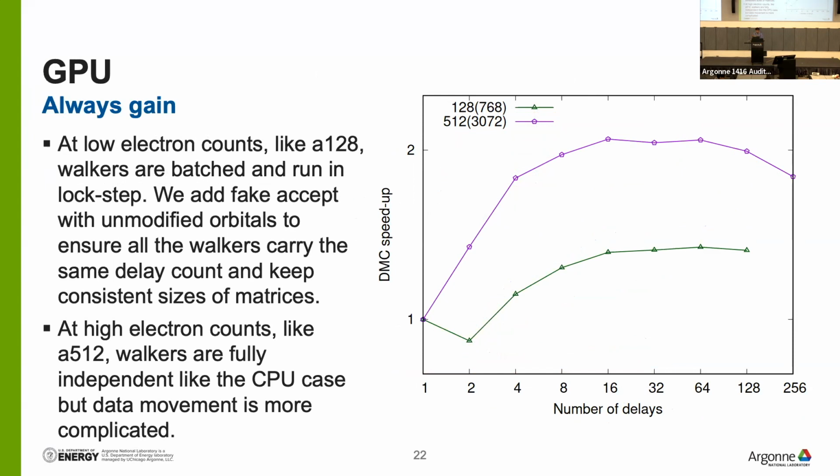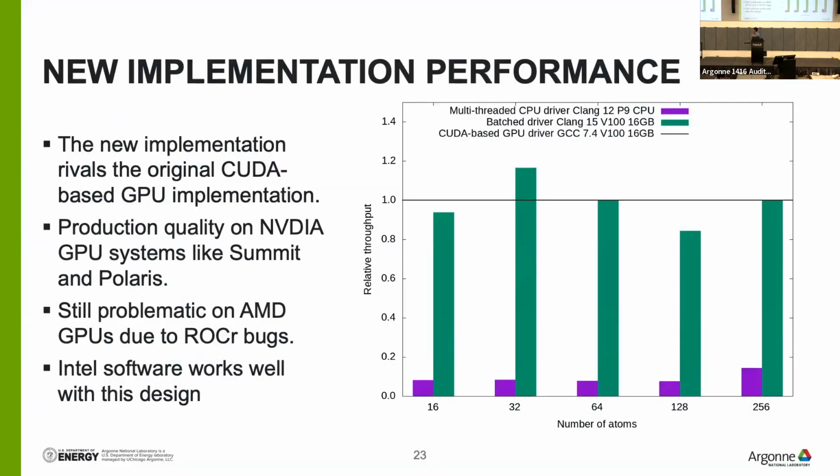By changing the design and changing the algorithm, we can now have a production code in the new design rival the old legacy CUDA code. So if you see the flat line, the black line, which is 1.0, that was our old legacy CUDA code. So the new code is close to or beating the CUDA code.